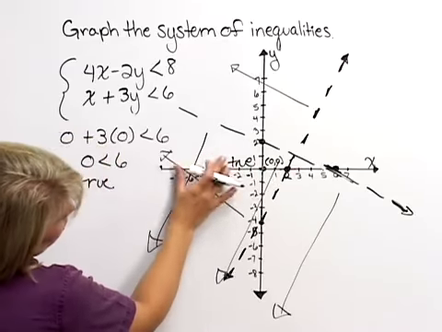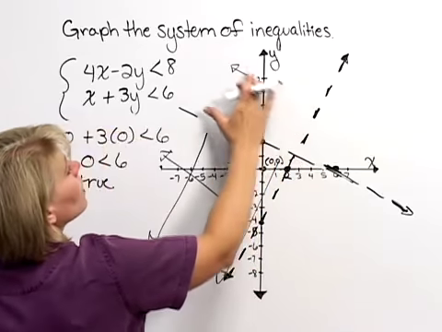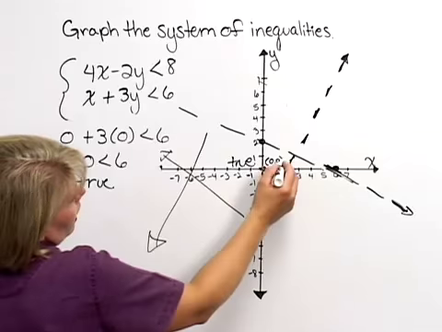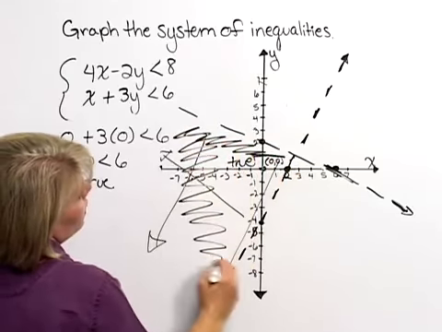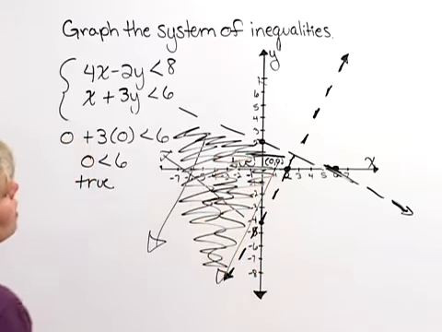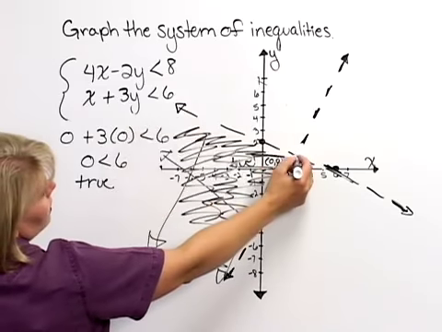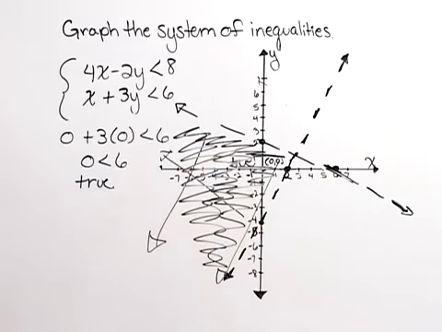But notice the only overlap would be right here, so we don't want to shade here or here because the solution to this system is only the overlap. So this section will be where our overlap is, and that is where all the solutions for that system go. We have a dashed line on this side, a dashed line on that side, and everything shaded in between.